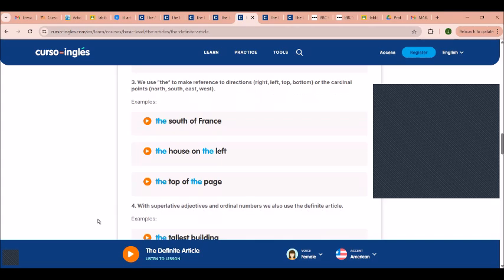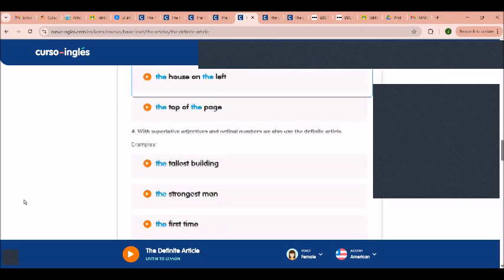Yes, we use the to make reference to direction, right, left, top, bottom, and the cardinal points, north, south, east, west: the south of France, the house on the left, the top of the page. And number four, Dana Romina.